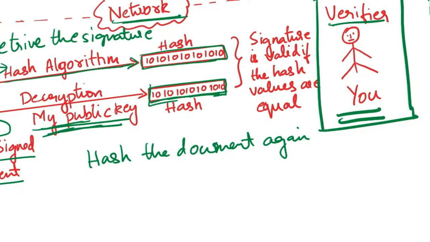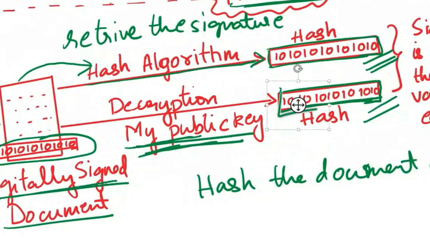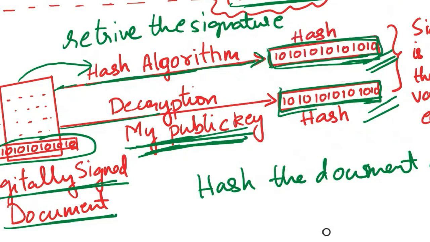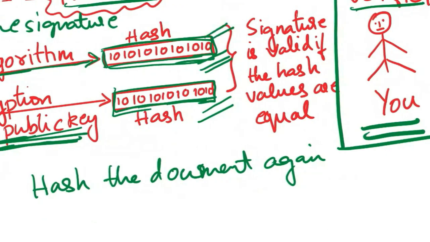So if the decrypted hash matches the newly computed hash from the document, that means that the signature is valid and the document has not been tampered with. So once I sent the digitally signed document to you, you hash the original document again to create a hash value using the same hashing algorithm that I did, and then you decrypted the digital signature using my public key to create a value that is the same as the hash value.